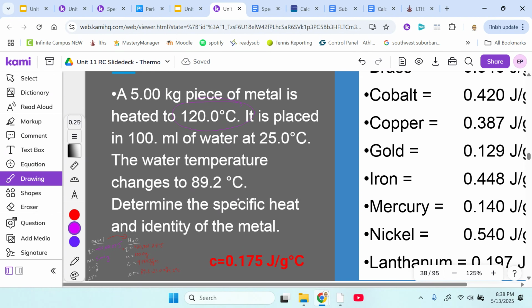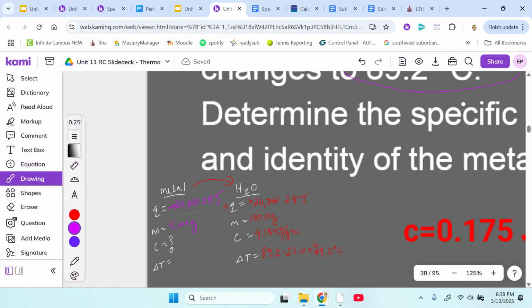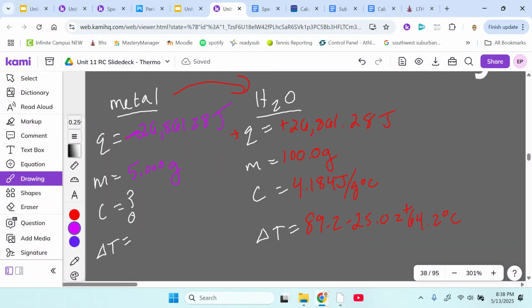It heated up the water. And as the water heats up, the metal cools down. Turns out they both get to the same final temperature. So think in your head, if it starts at 120, gives off energy and ends at 89.2, well, then it must be experiencing a negative 30.8 degrees Celsius temperature change. So I'm going to write negative 30.8 degrees Celsius temperature change. Why negative? Well, because it's going down in temperature, not up.